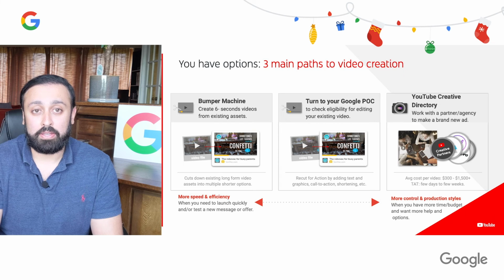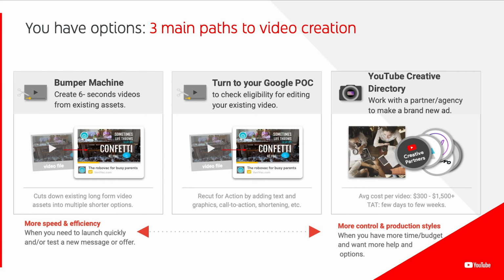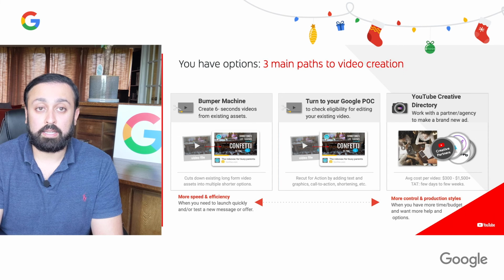I want to highlight also that we have more options for you if you want to edit or adjust your video accordingly. First of all, we have the bumper machine. This is a tool that you can use yourself in Google Ads by uploading an existing video, and it will automatically create a 6-second video for you that you can use as a bumper. Another thing that we have internally is a creative team that is able to help recut or adjust your existing videos to make them more YouTube friendly, and you can use them maybe for different purposes if needed.